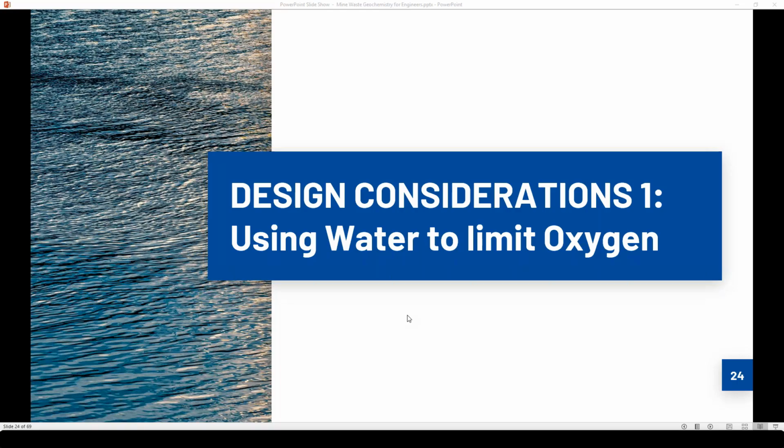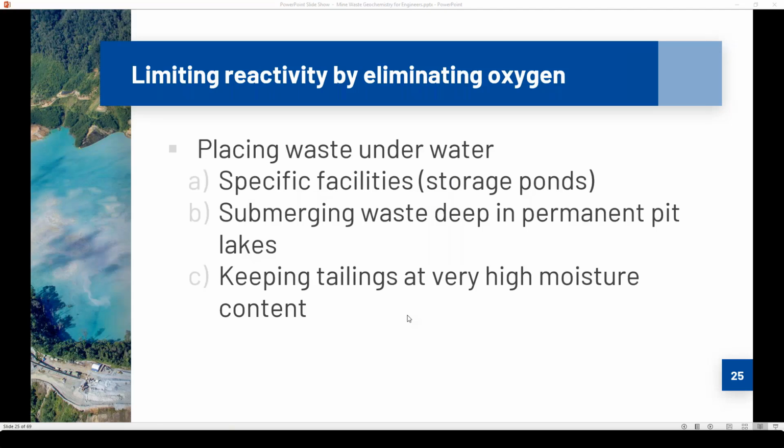So how do we use all of this? I'm going to now run through a few design cases. In the first case, we're going to circle back to the basic recipe and show how we use water to limit oxygen and therefore to lower the reactivity of some mine waste. The basic principle here is that we will use water to act as a barrier between the atmosphere and the reactive mine waste that we are trying to manage.